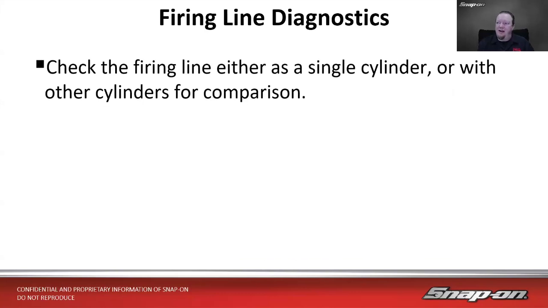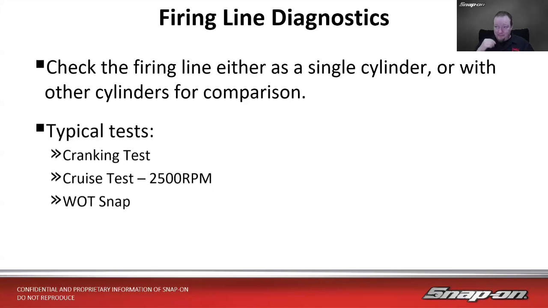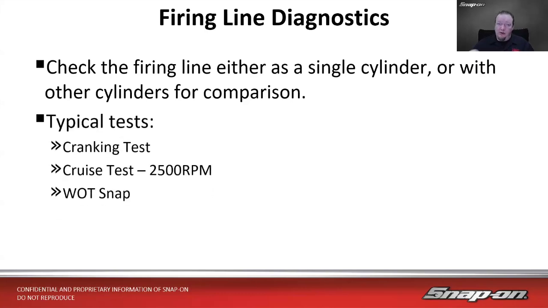So check the firing line either as a single cylinder or with other cylinders for comparison. I would definitely recommend other cylinders for comparison, because we always gravitate to the one we think is bad, and then we wonder why the pattern looks bad. We don't want to do that. So we can check through individual cylinders, multiple cylinders if possible.